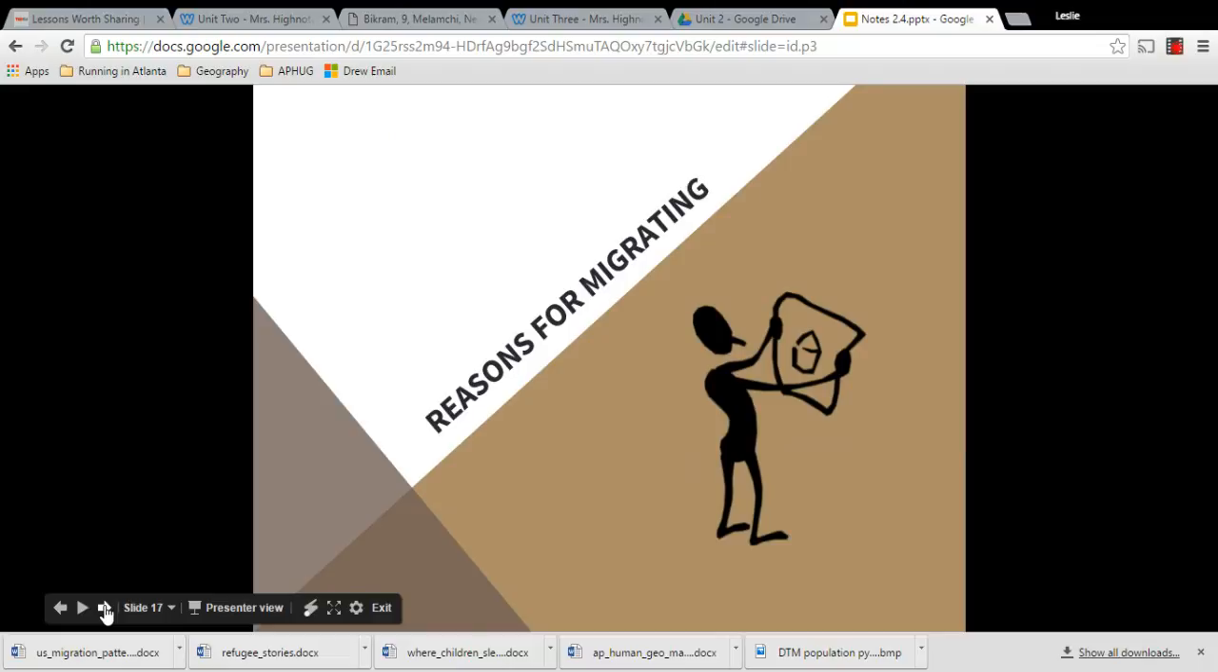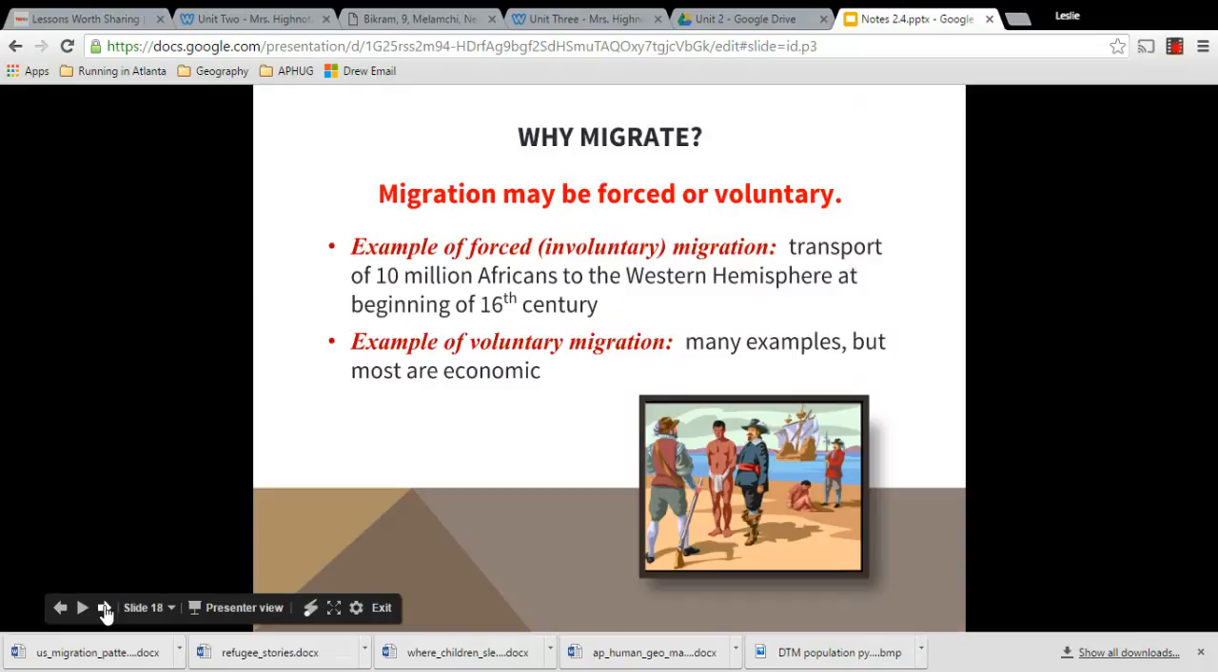So, reasons for migrating. Migration can be forced migration or it could be voluntary migration. An example of forced or involuntary migration would be the transport of 10 million Africans to the Western Hemisphere at the beginning of the 16th century. So the Middle Passage and the slave trade are examples of forced migration. Voluntary migration, of course, has lots of examples of why people would voluntarily choose to move, but primarily a lot of people move for economic reasons because they're seeking better opportunities.